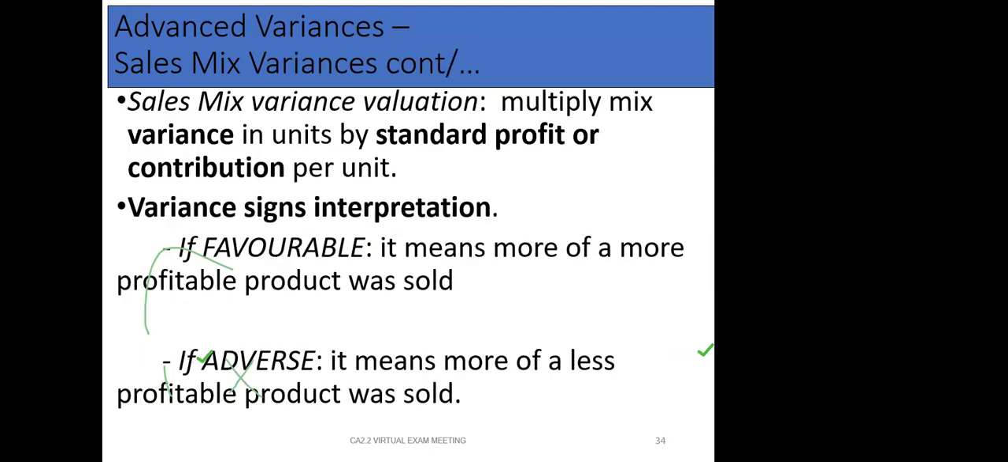Sales mix variance evaluation. You multiply the mix variance in units by the standard profit if you use absorption costing, or contribution per unit if the company uses marginal costing. Variance signs interpretation. If the sales mix variance is favorable, it means that more of a profitable product was sold. Otherwise, if an adverse variance is calculated, it simply means that more of a less profitable product was sold.